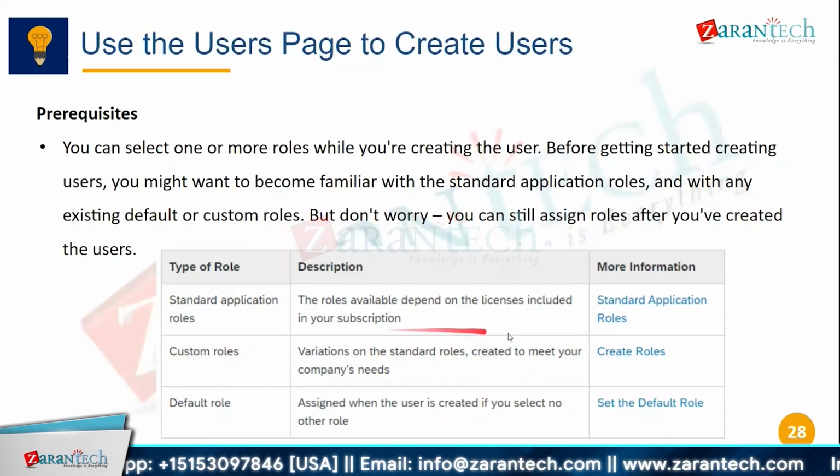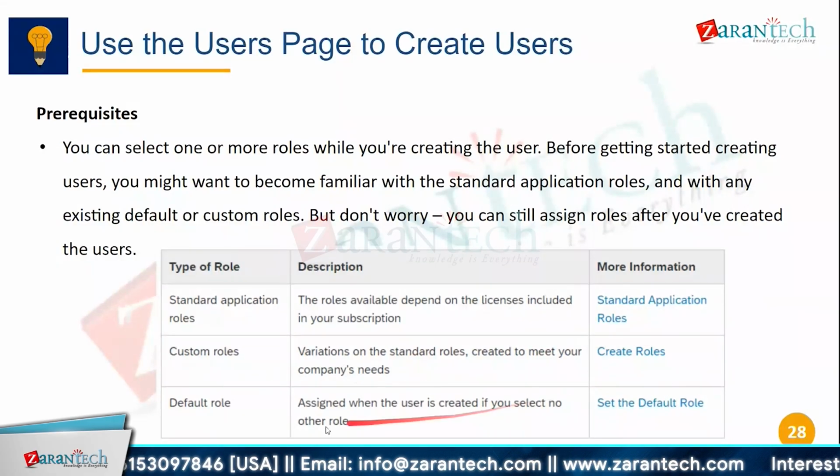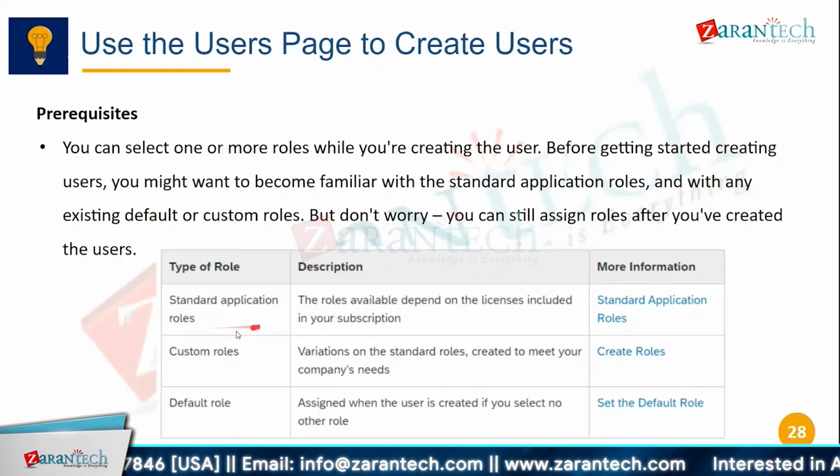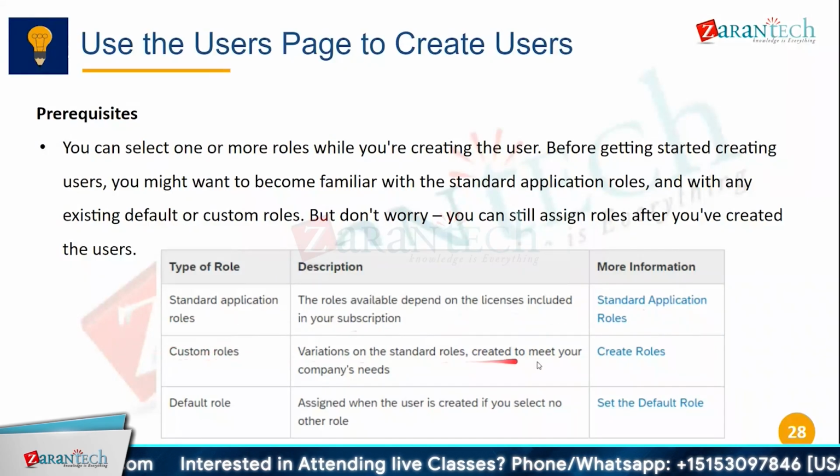So basically these are the standard roles, then there are custom roles, then there are default roles. Standard roles are the ones which are available by default from SAP. These roles are available depending on the license included. In case you have subscribed for a BA license or planning license, then specific to the license you will have some standard roles. That is the standard roles. Then custom roles are something which you created.